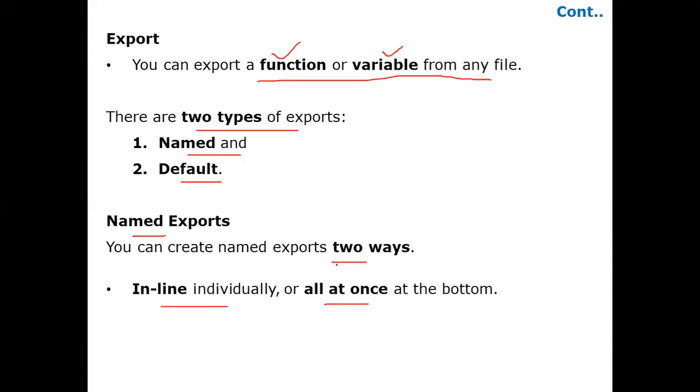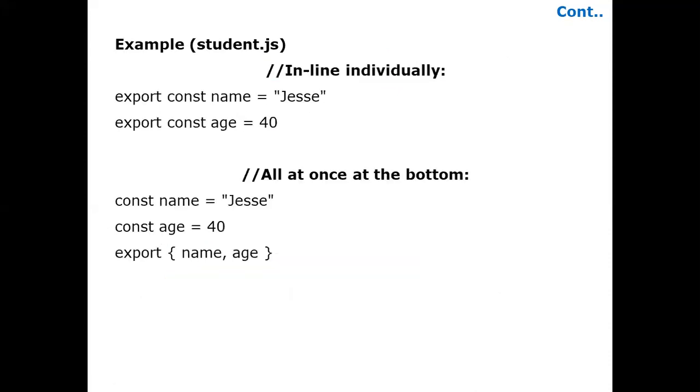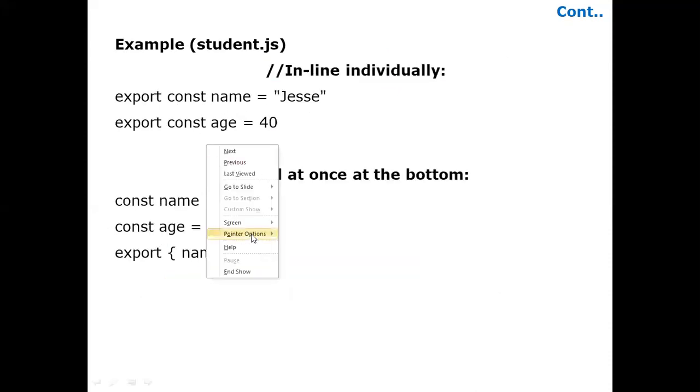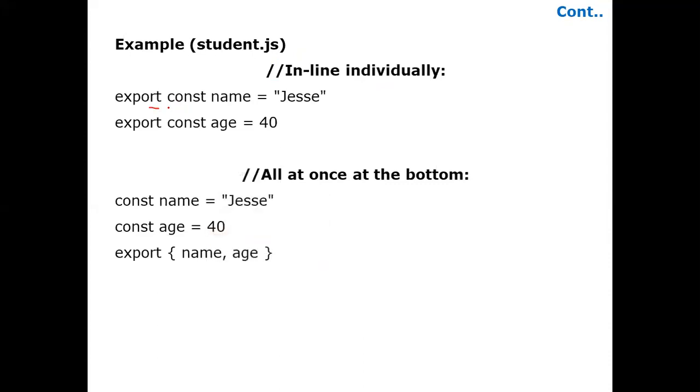Two ways we can do it. One is inline, and the other is all at once. With named exports, let me show one small example. Here, the named exports are directly the name. The name of this export is name, and the name of this export is age. If you want inline, one at a time, this is one export, this is another export. This is the first type of export, inline individual.